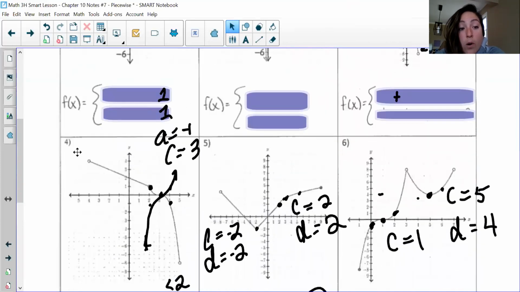But if you look at 4, we have continuous because one function flows right into the next function. There's no gap in the domain and range when the 2 functions piece together. And it was the same thing for number 5.